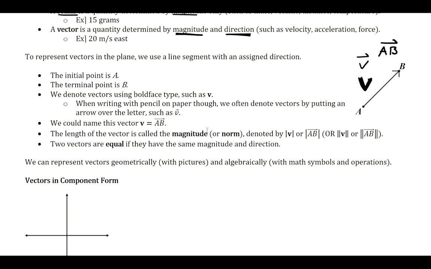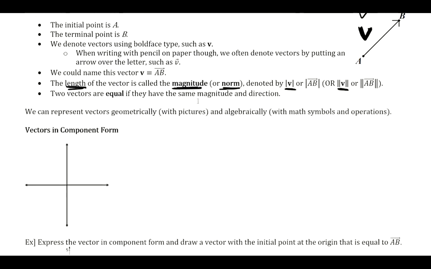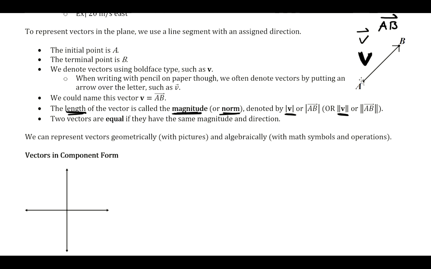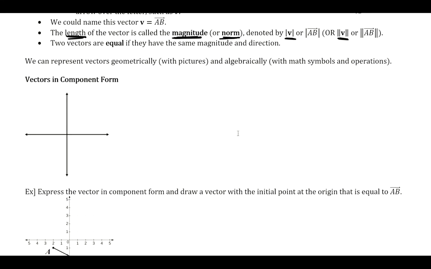The length of a vector is called the magnitude or norm, and it's denoted using the absolute value symbol or a double absolute value symbol. It just depends on the notation, on different books or different styles, so either one's good. Two vectors are equal if they have the same magnitude and direction. The magnitude shows the length, and the direction shows where it's going, like a little arrow.